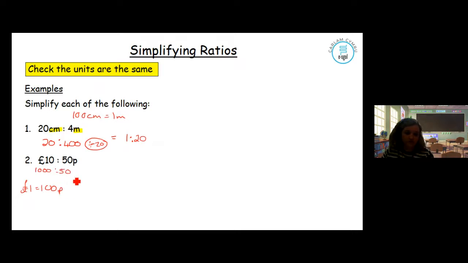And again, I don't need to put the units on here now because I know they're in the same units. That's what my ratio is in there. So 1,000 to 50. And I can say, well, 50 goes into both of these. So I'm going to divide them both by 50. That's going to give me 20 to 1.